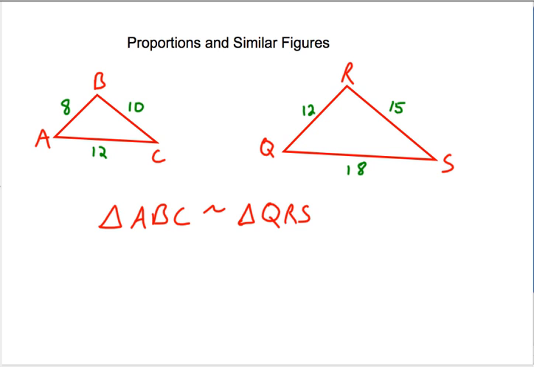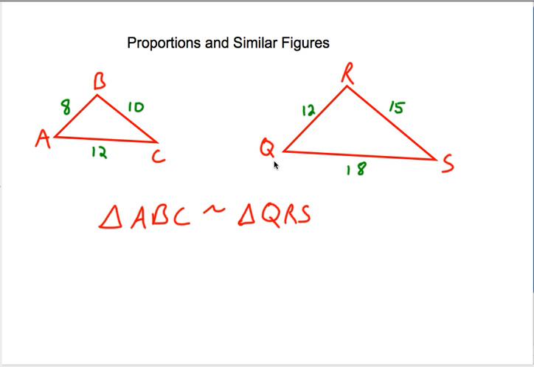Hello everybody, in this video I'm going to be talking about proportions and similar figures. What I have right here are two similar triangles. This one is triangle ABC. This little symbol means similar to, and over here we have triangle QRS. So triangle ABC is similar to triangle QRS.